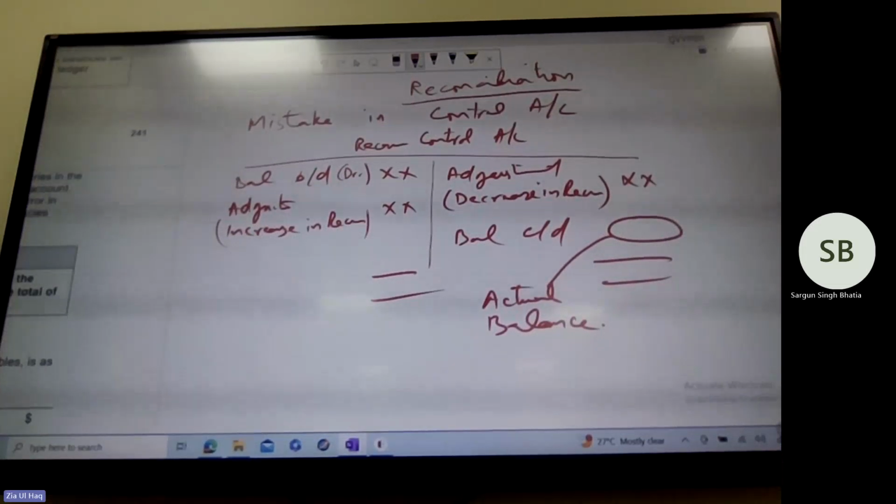So in case there is a mistake in control account, whatever is the difference, if that difference is relating to increase in receivable, we will adjust on the debit side. Obviously, receivable balance is debit. Increase means we need to make debit. If that difference is relating to decrease in receivable, this means receivable balance is debit, how we can decrease, by crediting it.